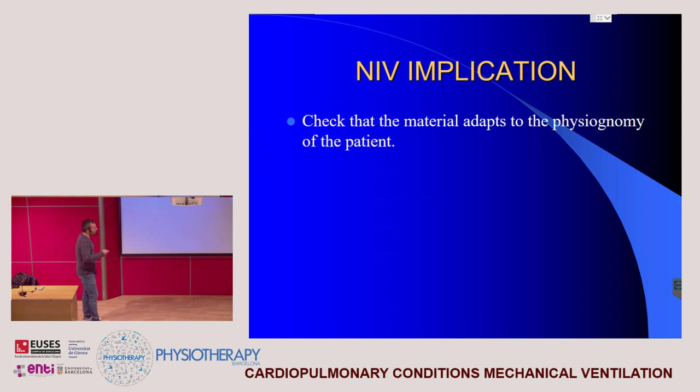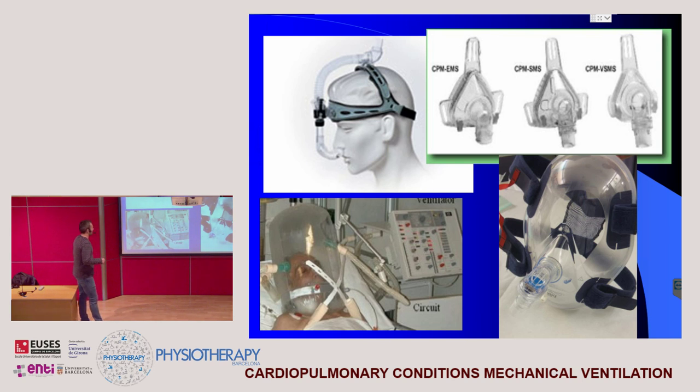First of all, the first step is to check that the material adapts to the different physiognomy of the patients. We all have different facial shapes: more thin, more thick, more marked, more boned. So it is important to know the different masks with different materials, and we have to try and find the exact mask for that patient.